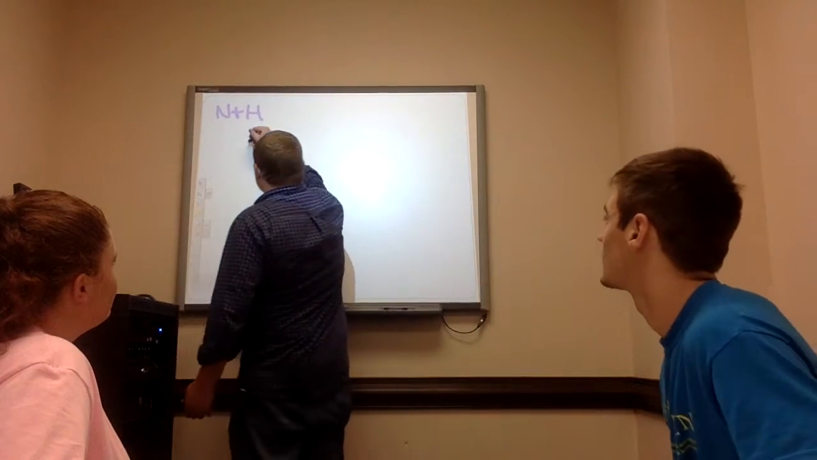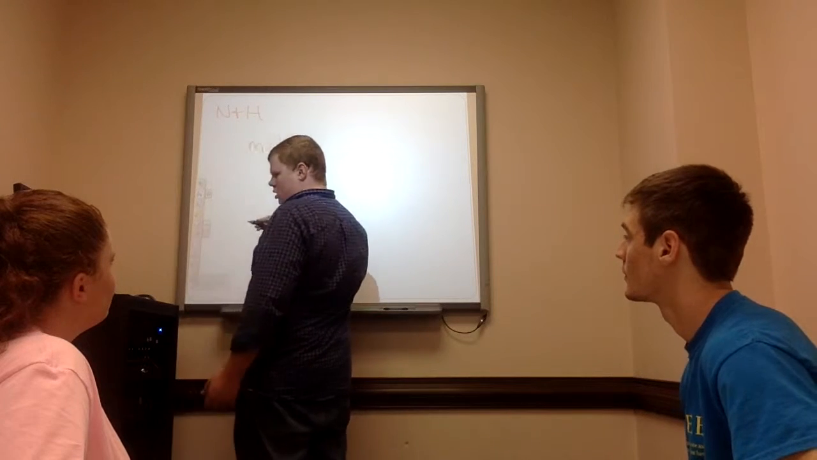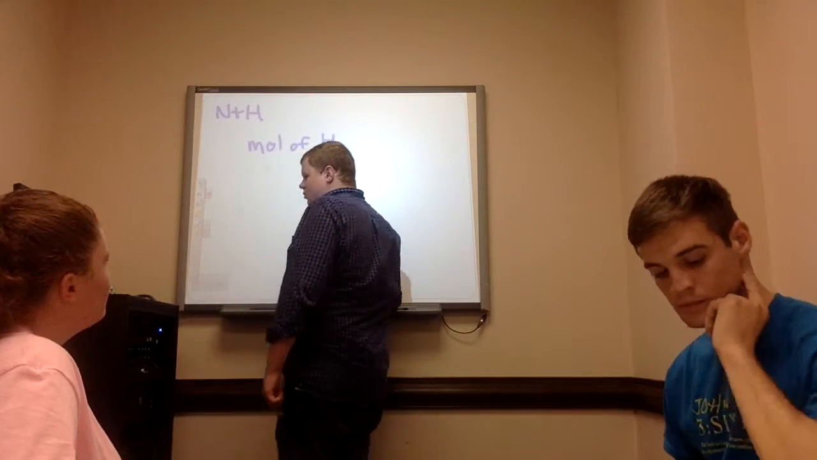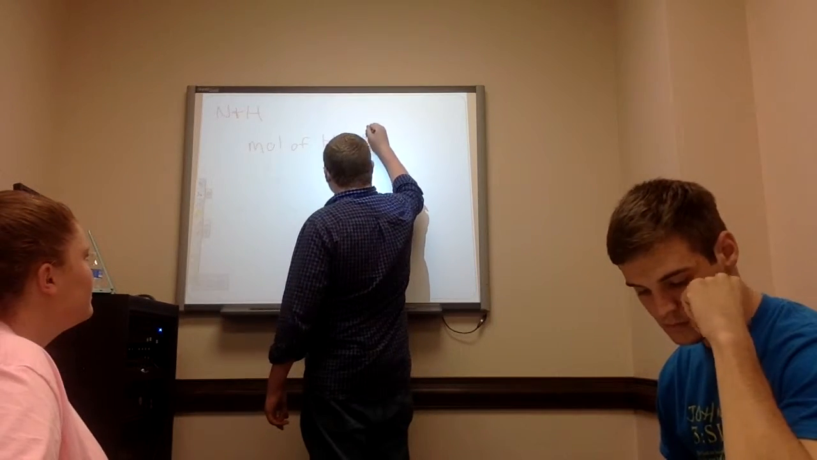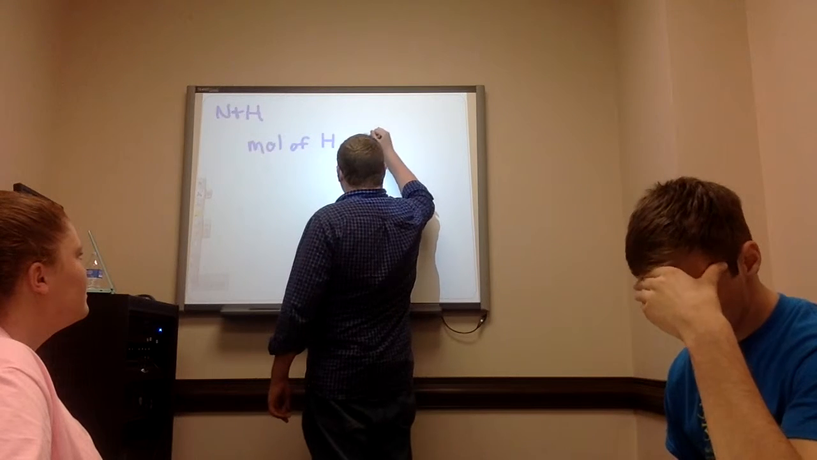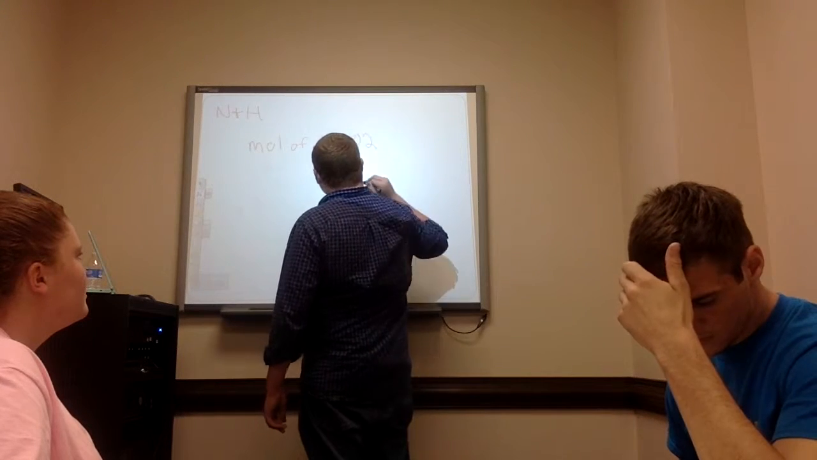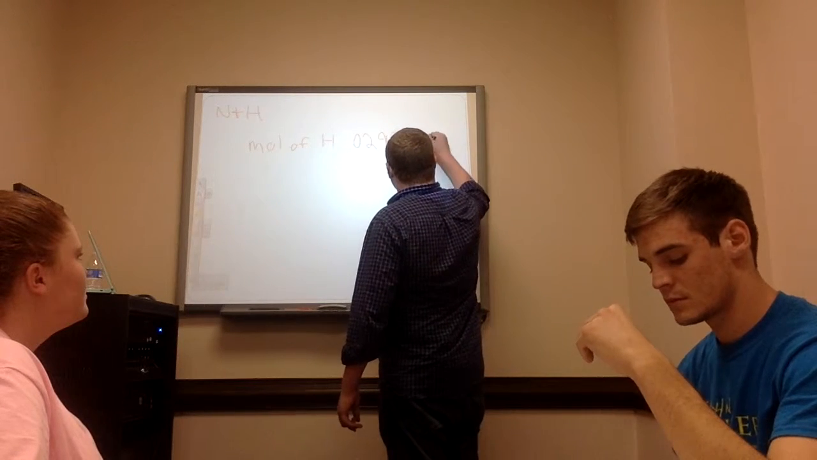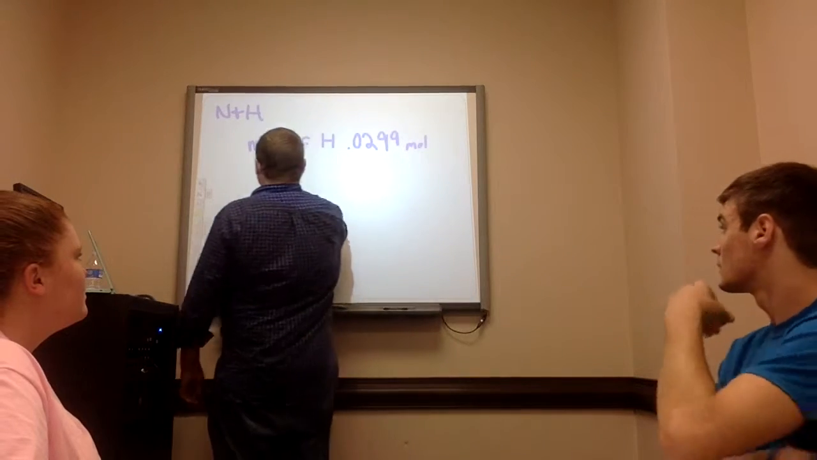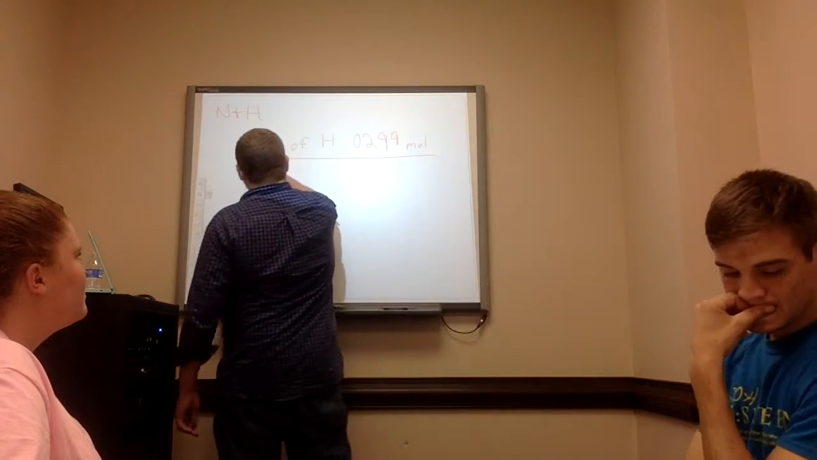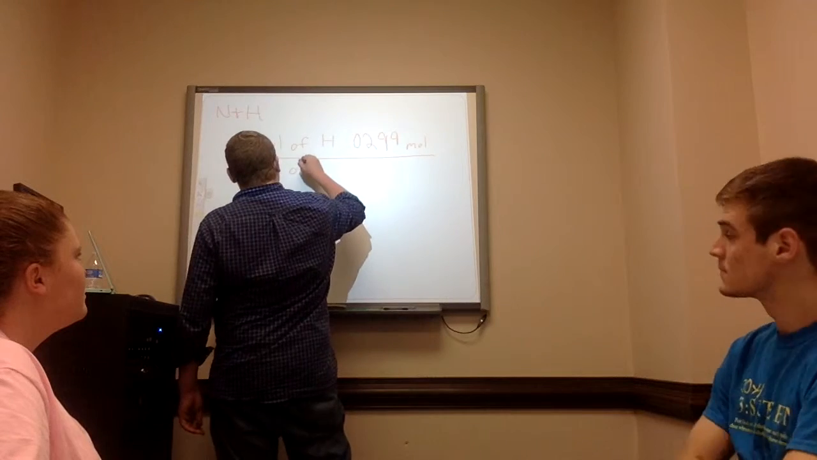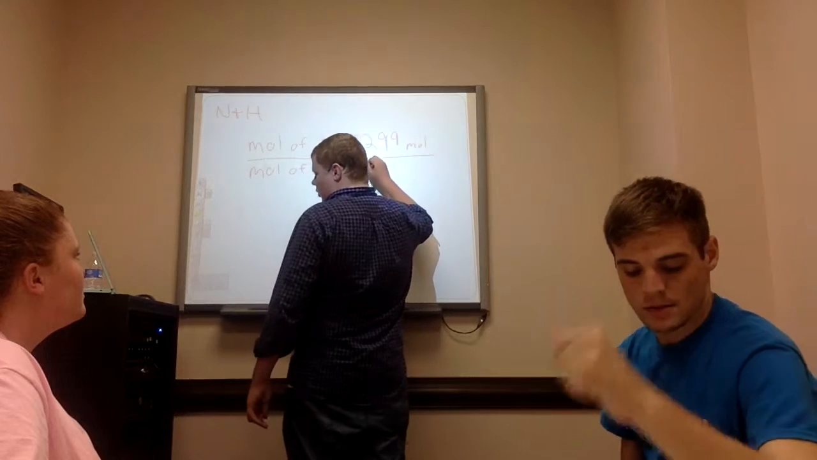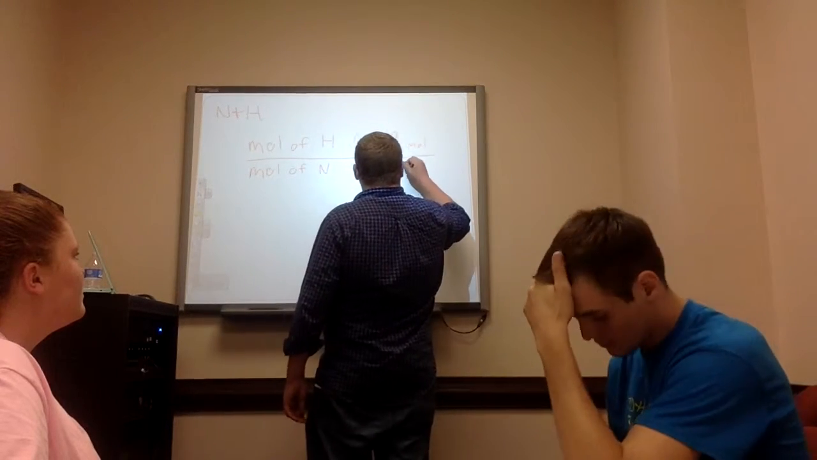So if we want to look at the moles of hydrogen in a sample in the compound, we see that it is 0.0299 moles. Okay? And then if we look at the moles of nitrogen below that, it is 0.0100. Are you following me, class?